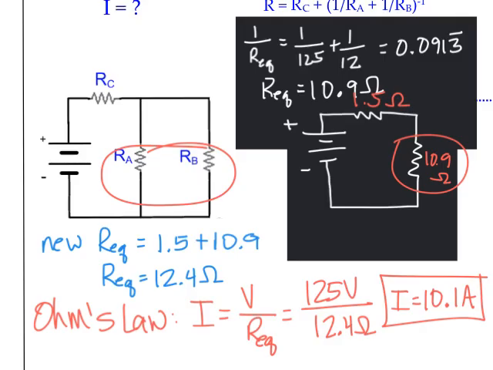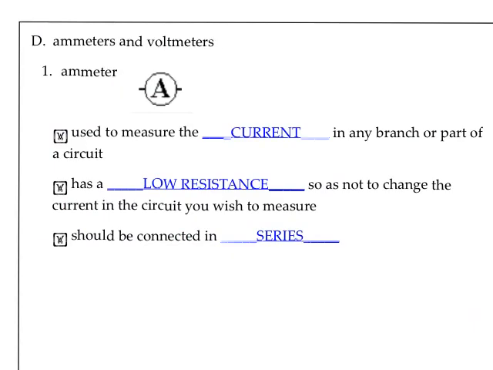And lastly, we're going to look at our ammeters and voltmeters. You should have had practice with these in your labs. I just wanted to double check and make sure that you know what each of these devices do and how they should be connected in your circuit. So remember that an ammeter is an A with a circle around it. Its purpose is to measure the current in any branch or part of a circuit. And an ammeter should have a low resistance so that it doesn't actually change the current that's going through the circuit you wish to measure. And it should be connected in series.